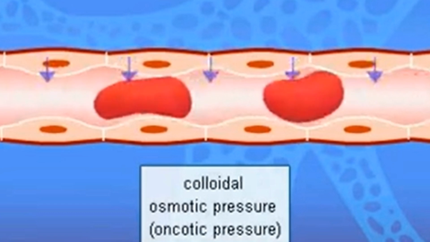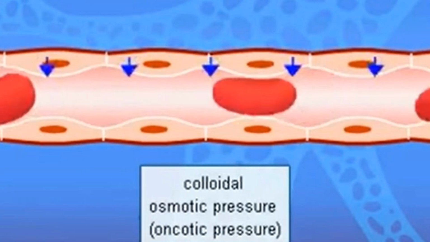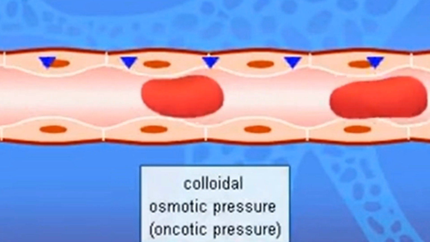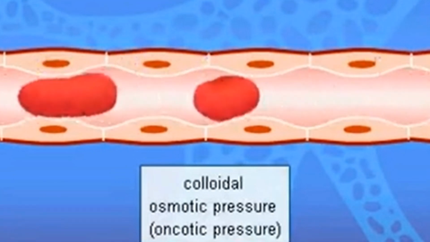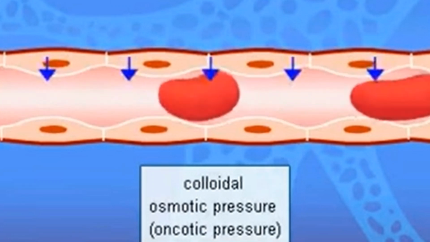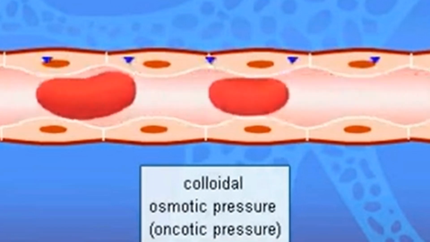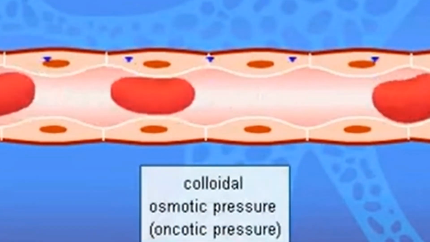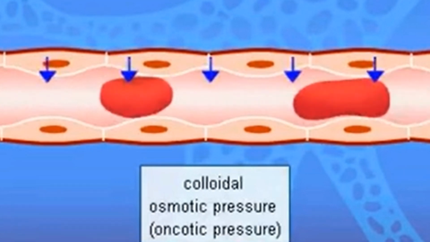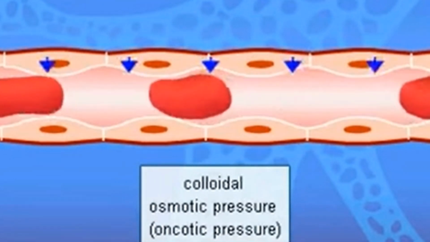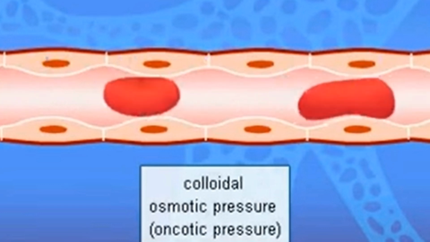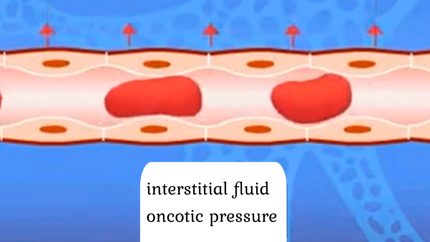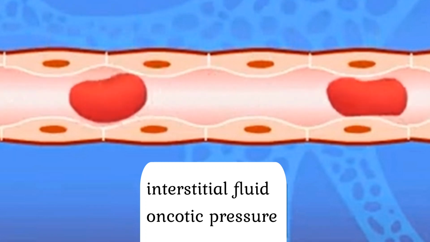These proteins stay in the blood, creating a higher concentration of solutes inside the capillaries compared to the surrounding interstitial fluid. This difference in solute concentration causes water to move into the capillaries through osmosis to balance the concentration of solutes, thus generating a pressure known as capillary oncotic pressure. Capillary oncotic pressure opposes filtration by drawing fluid back into the capillaries from the surrounding tissue, helping to maintain fluid balance. Interstitial fluid oncotic pressure, πi, favors filtration and depends on the protein concentration in the interstitial fluid.